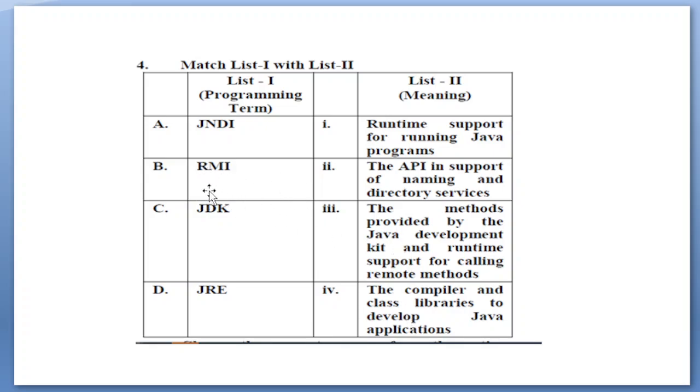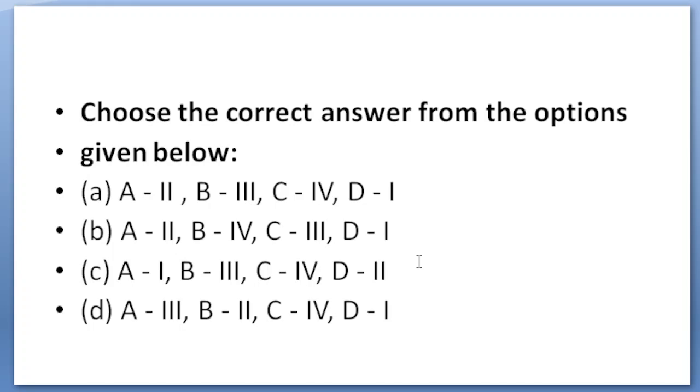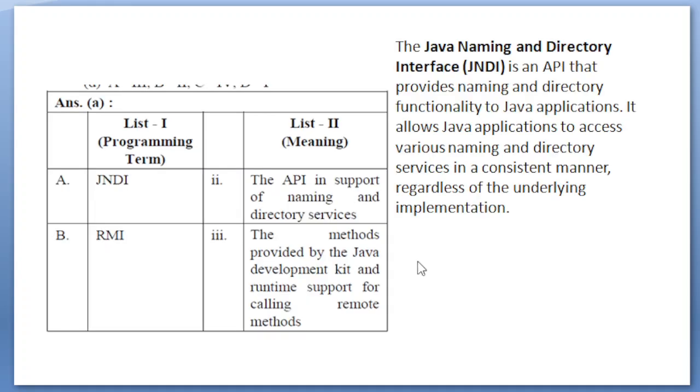If you know what JNDI, RMI, JDK, and JRE are, it is a very simple question that you can easily identify the answer to. Here options A, B, C, D are given. Okay, let's look into the answer. The answer is option A. How is it option A?